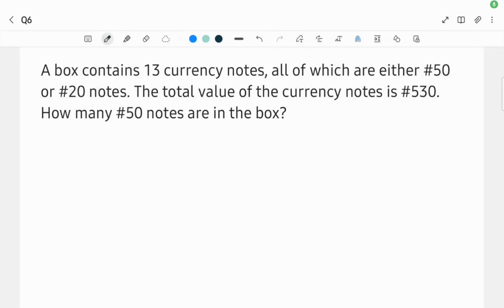A box contains 13 currency notes, all of which are either 50 naira or 20 naira notes. The total value of the currency notes is 530 naira. How many 50 naira notes are in the box?